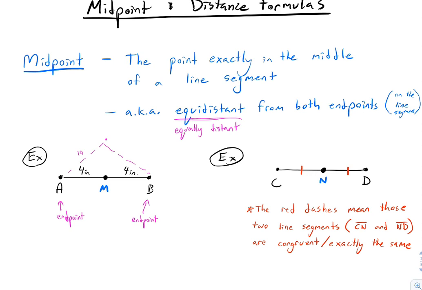This is maybe 10 and 10. So there's more than just one point that are equidistant. So that's why I wrote over here on my line segment: the point on the line segment that's equally distant from the two endpoints. That's another way to say it.